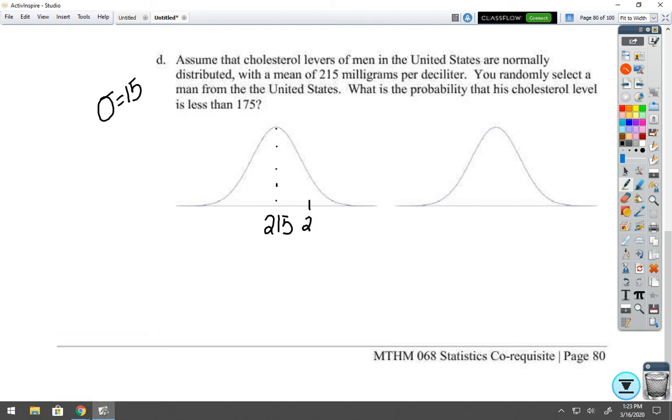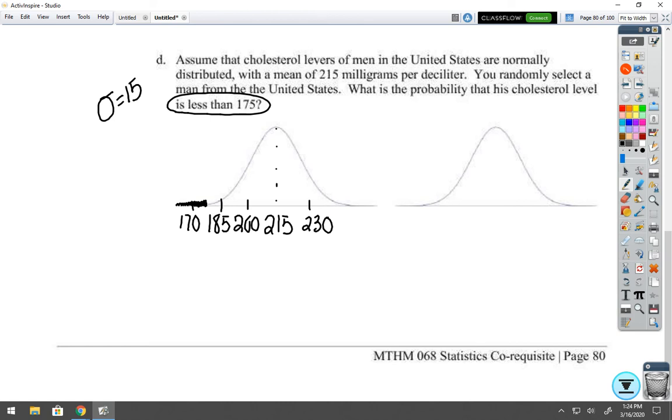I have 230. If I go downward, I have 200. I could go down another one, 185. Let's see where that makes us land. I think I have to go further. I'm going to go down to 170. So it says that 215, we want to know levels less than 175 right there. All right, well, 175 is here, and we want to have all values smaller than 175. Very small tail to the left side.